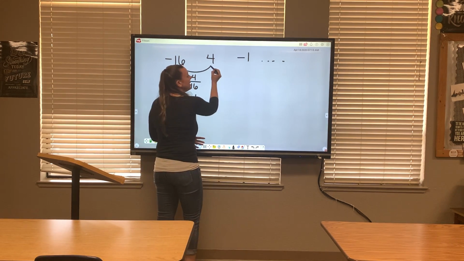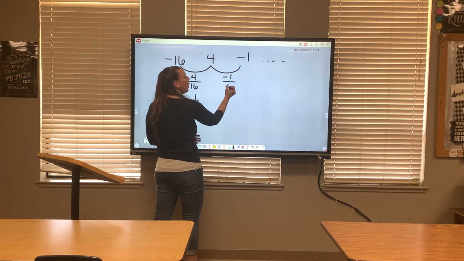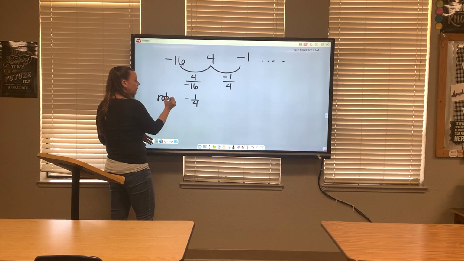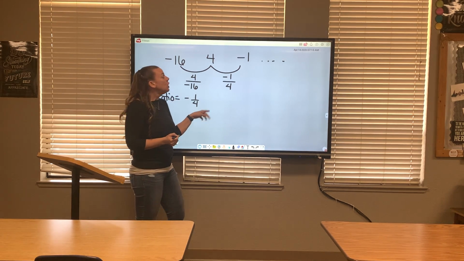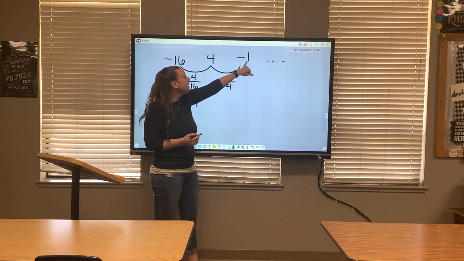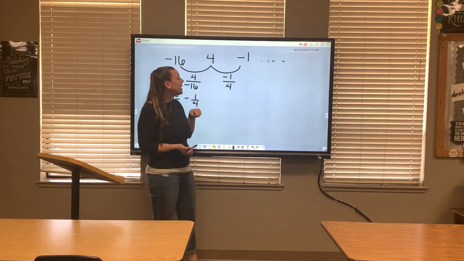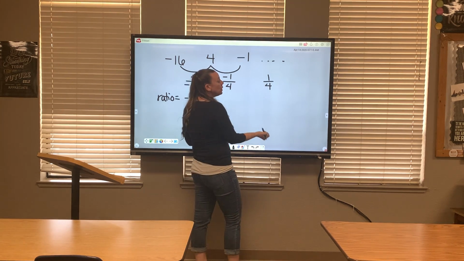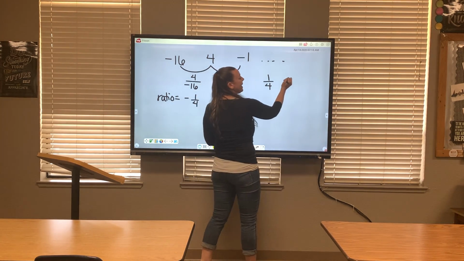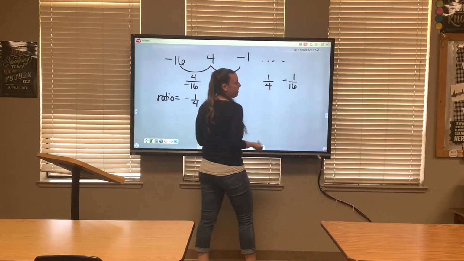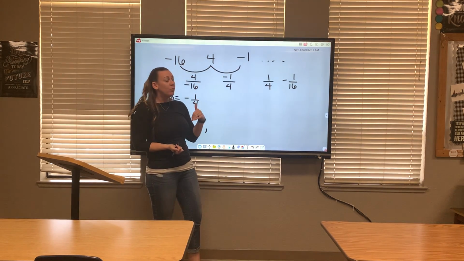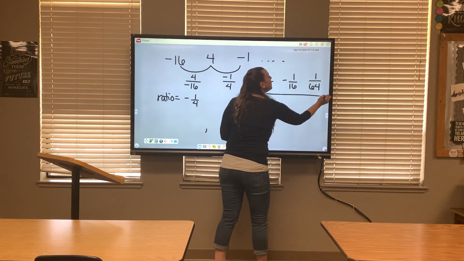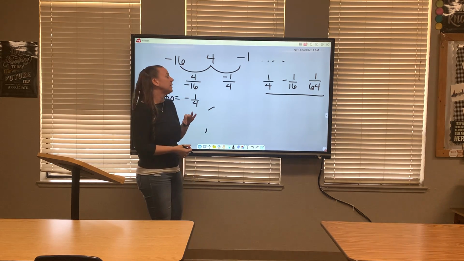So I should be able to check the same thing. I'd take this term, the negative 1 over 4, and it's the same. So what I'm finding is my common ratio is negative 1/4. So in order to find my next 3 terms, I'm going to take this and multiply by negative 1/4. So my next term would be a positive 1/4. I multiply again by a negative 1/4 and I'm going to get a negative 1/16. Multiply by negative 1/4 again and I get a positive 1 over 64. So those are the next 3 terms in my geometric sequence.